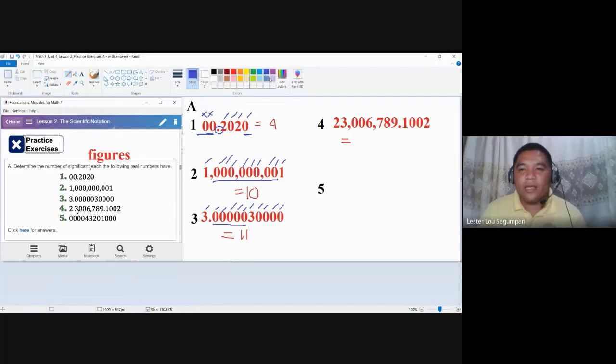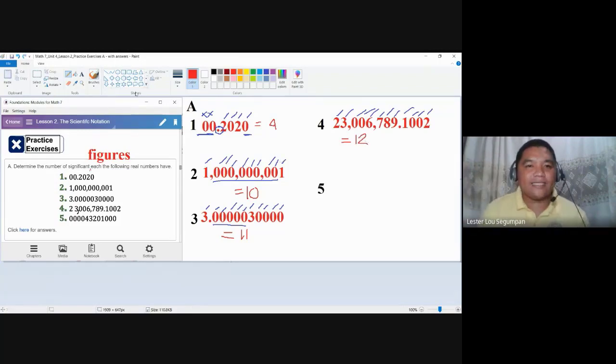Here are the rules. Number 1, again, non-zero digits are significant, and the zero digits between them are also significant. So how many significant digits are there for number 4? The answer is 1, 2, 3, 4, 5, 6, 7, 8, 9, 10, 11, and 12. There are 12 significant figures or significant digits for number 4.